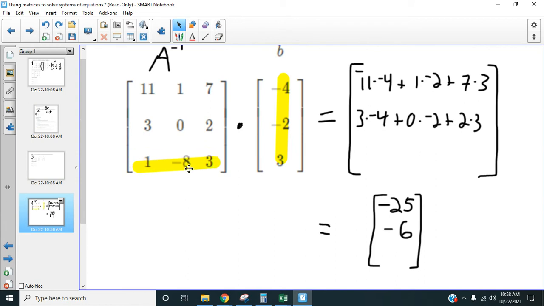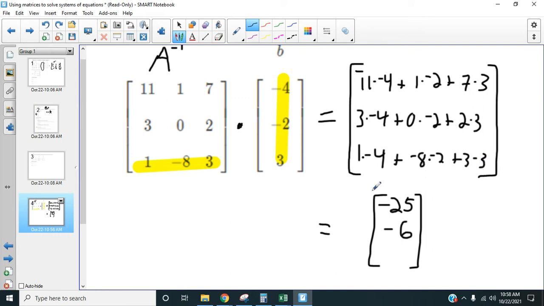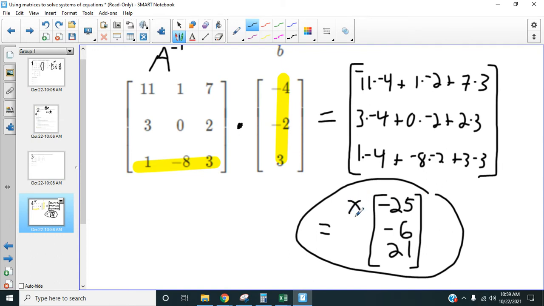Repeat one more time. 1 times negative 4. Negative 8 times negative 2. 3 times 3. So that's negative 4 plus positive 16, 12 plus 9. 21. There's my answer right there. That's X. That's Y. And that's Z.